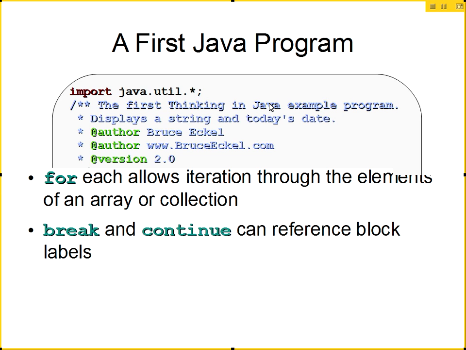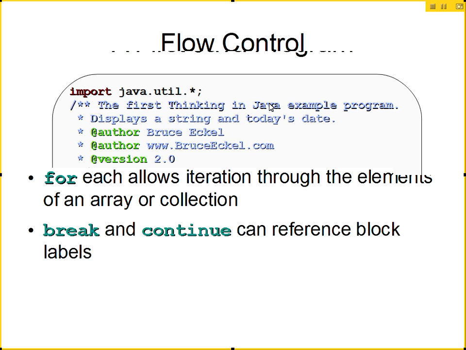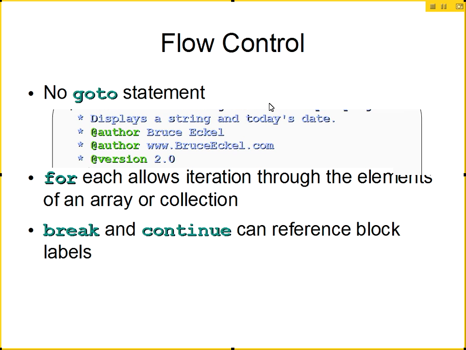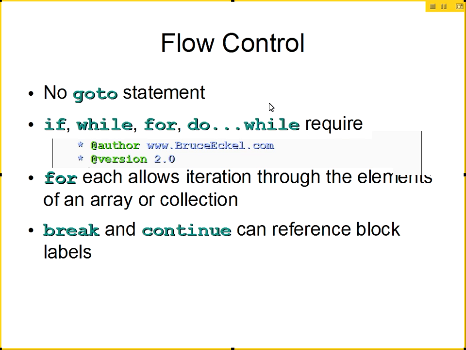You're used to seeing for loops. We have a new version of for loops as of Java 5 called the for each loop. If you've written code in some of the scripting languages, you're probably familiar with for each. But that's not part of the original Java specification. That was new a couple of years ago. Well, Java 5 is going on almost 10 years old now, so it's not a few years ago anymore.